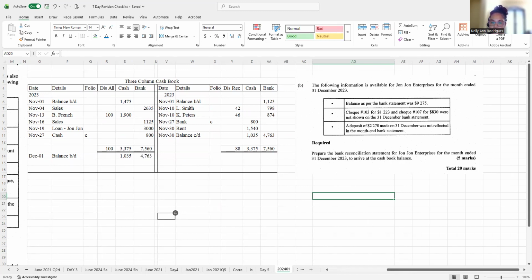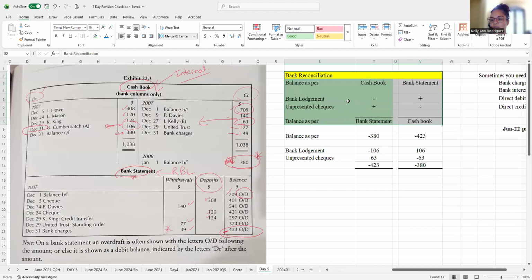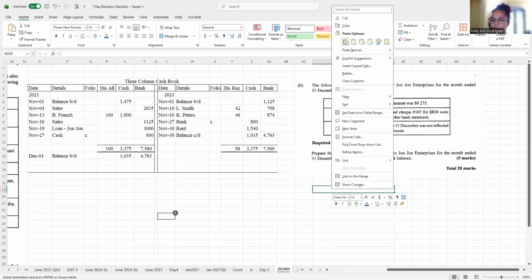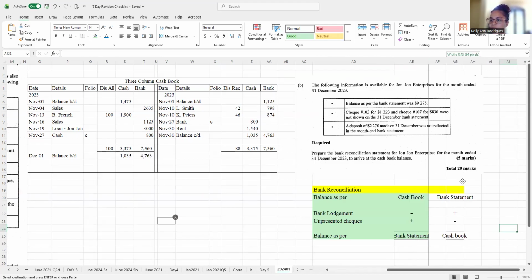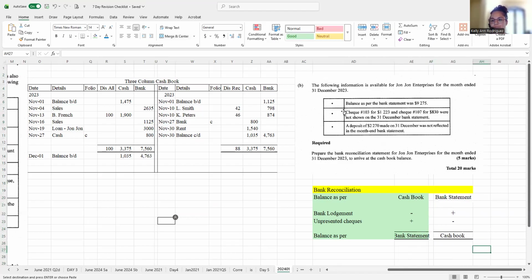So if you look at the way we did the reconciliation before, let's look at it once more. Let's see how it works in the exam. Prepare the bank reconciliation statement for John Enterprise for the month ended the 31st of December 2023, to arrive at the cash book balance. So it's December 31st, 2023.